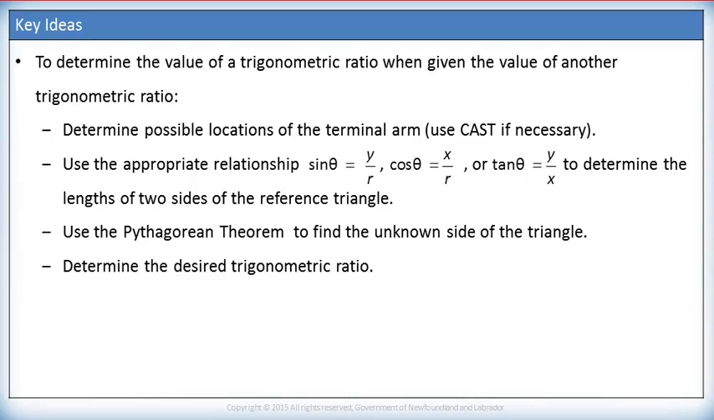In conclusion, to determine the value of a trigonometric ratio when given the value of another ratio, determine possible locations of the terminal arm. If you're not told the quadrant, use CAST. Use the appropriate relationship to determine the lengths of two sides of the reference triangle. Use the Pythagorean theorem as necessary. Then determine the desired trigonometric ratio.